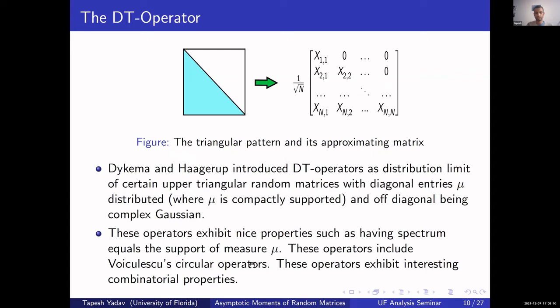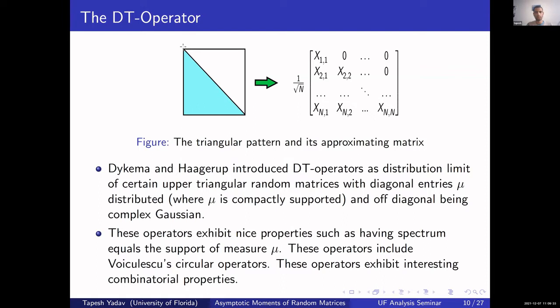These operators include Voiculescu's circular operators. These operators exhibit interesting combinatorial properties, which were further studied by Śniady. And these are our DT operators. How did they motivate us to do what we have in our results?